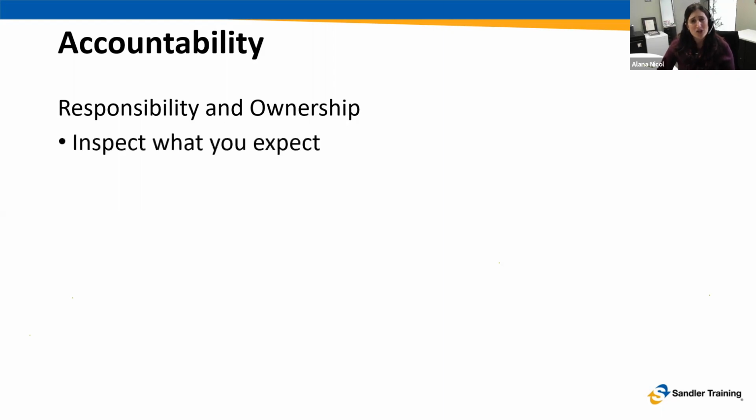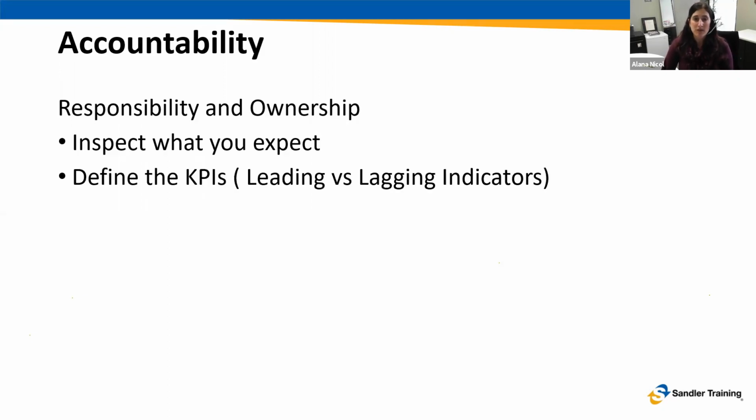So we have to make sure that we understand what needs to be done and we're inspecting what we expect. I hear a lot of times, oh, I sure wish my people would do this. Okay, so how are we measuring that behavior? How have we told them that that's expected? We don't necessarily hear that. So in order to inspect what you expect, we've got to break it down to KPIs. We have to define the key performance indicators that we're looking for success in the role, any role.